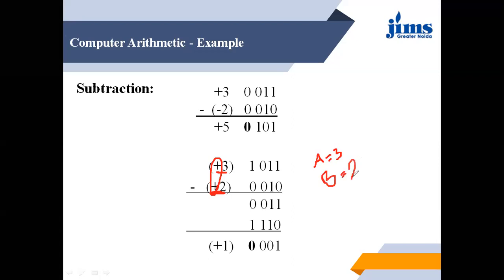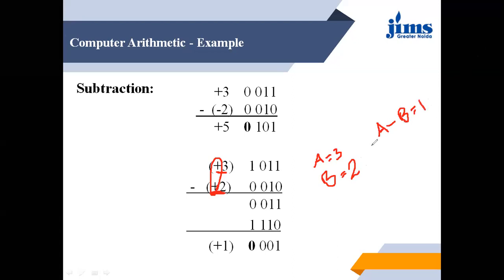So we have to find out the value by A minus B. A minus B is equal to 3 minus 2, that is 1. And now we have to check the sign, whether the sign should be plus or minus.